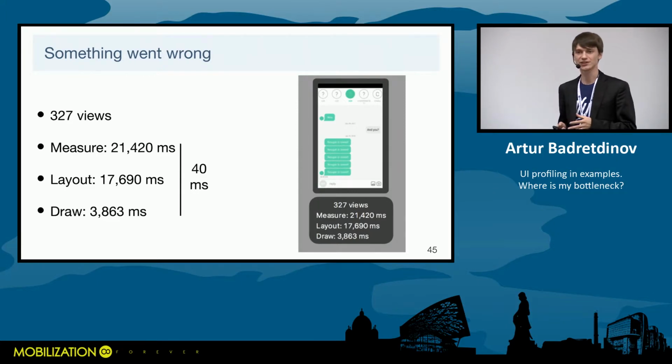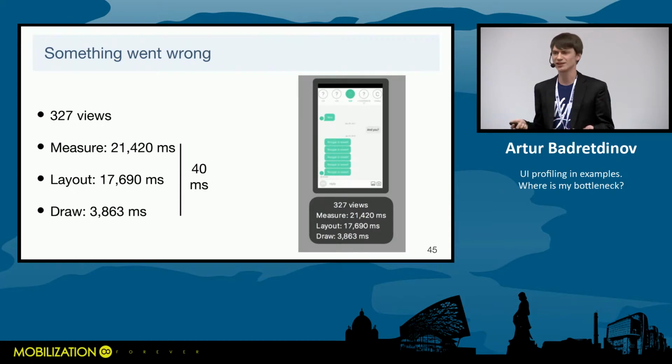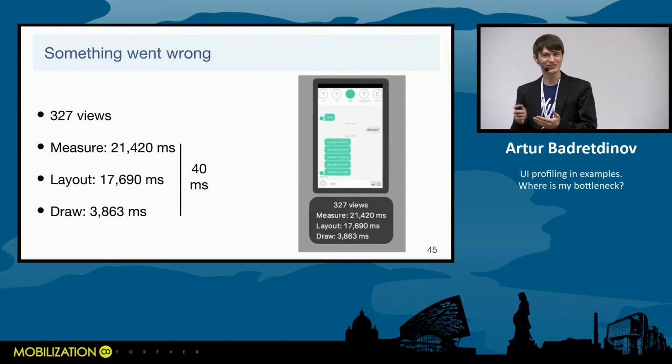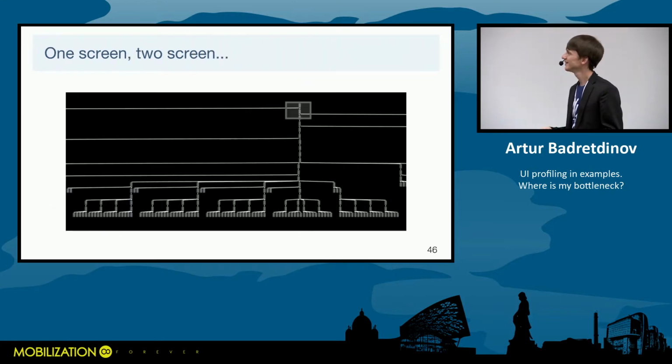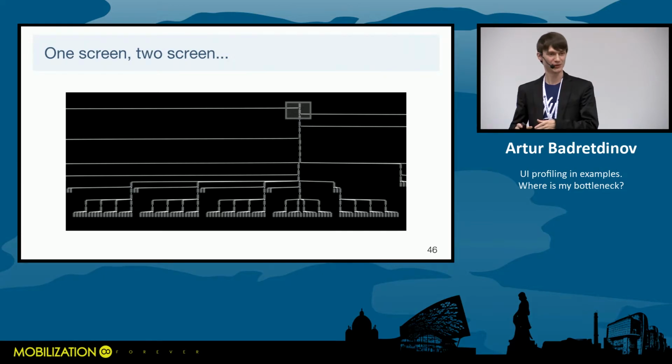That our screen is rendered in 40 milliseconds. That's pretty bad. But the strange thing was that it showed that we have 300 views on this screen. I mean, it's like 10 messages, 5 avatars, and you have 300 views. And we were like, what? So, OK, we tried to swap a little bit and looked at a smaller tree that you can see in a preview, and understood that we have a lot of repetitions.